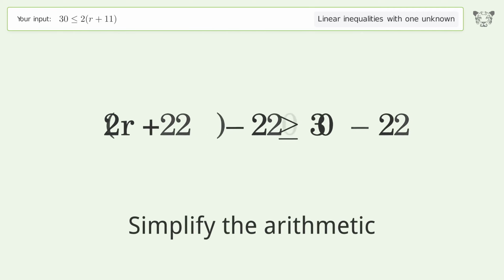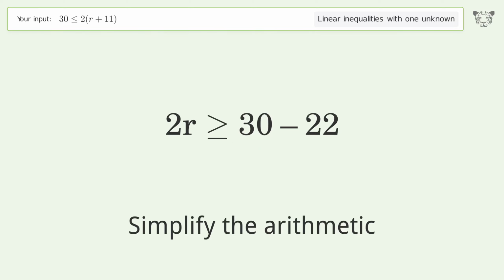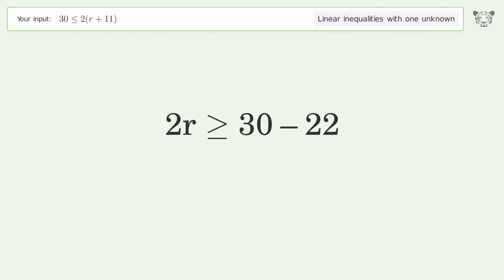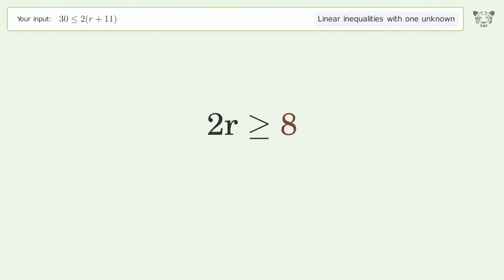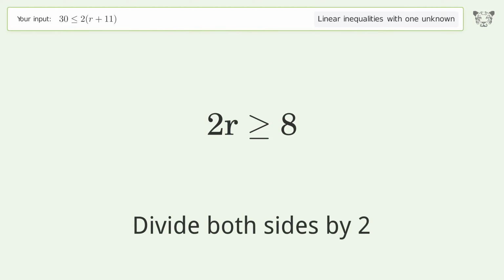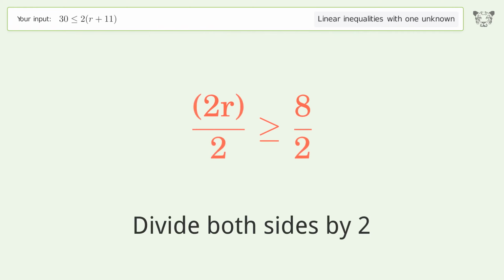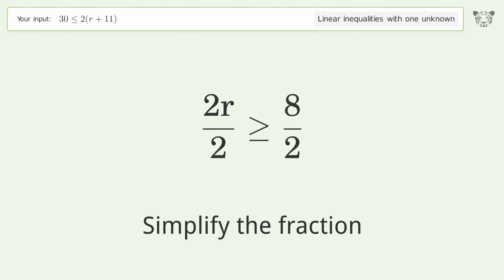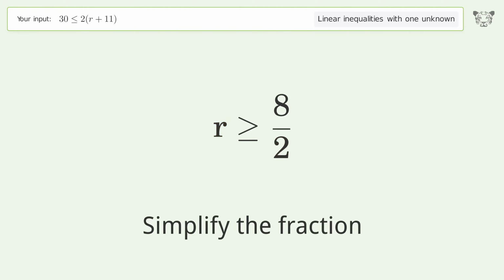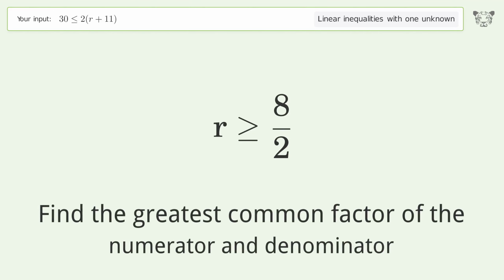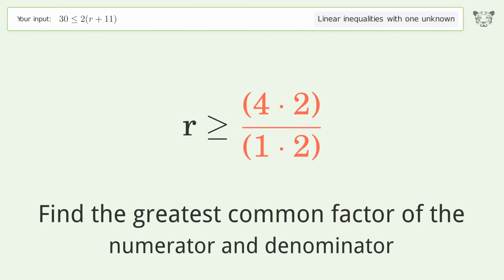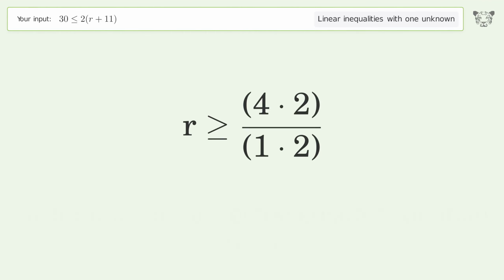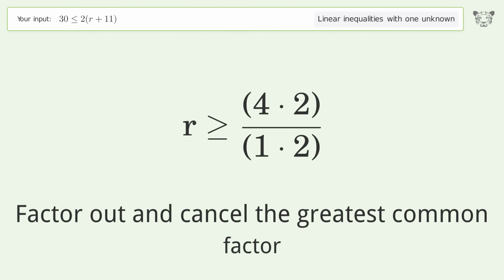Simplify the arithmetic. Isolate the r. Divide both sides by 2. Simplify the fraction. Find the greatest common factor of the numerator and denominator. Factor out and cancel the greatest common factor.